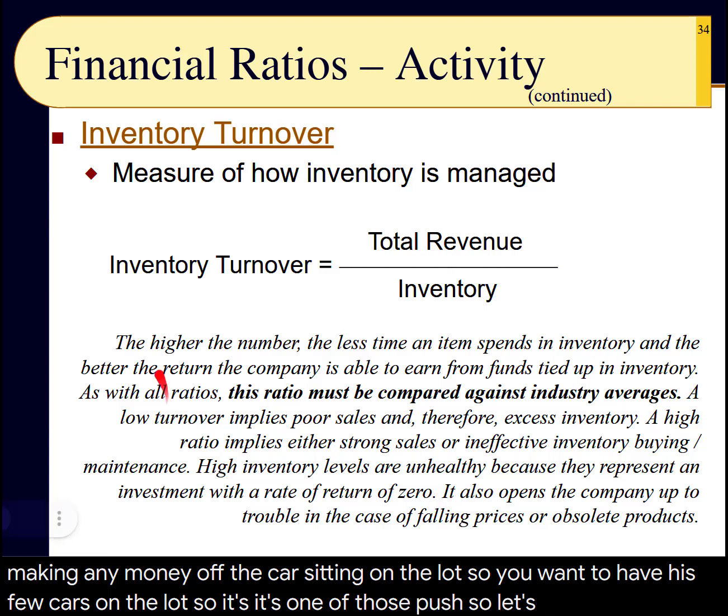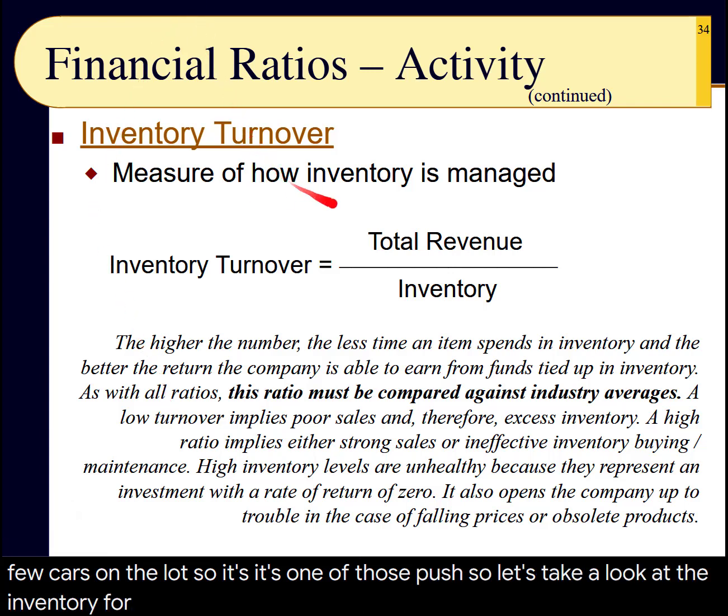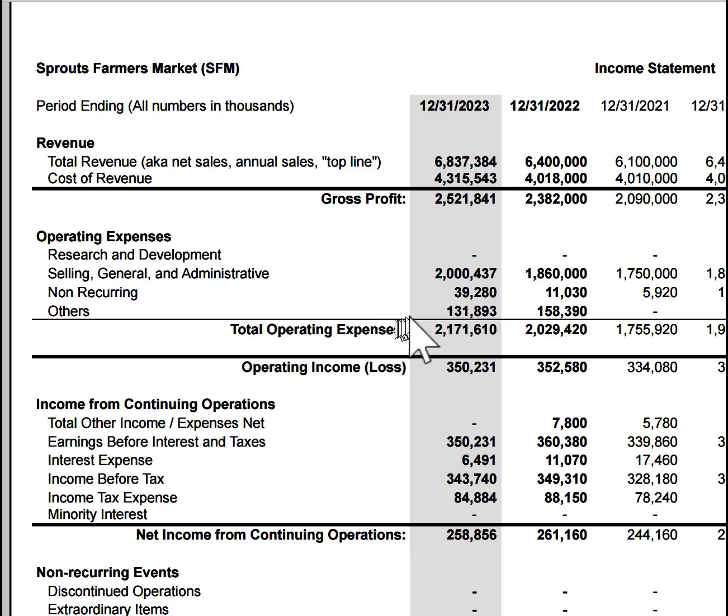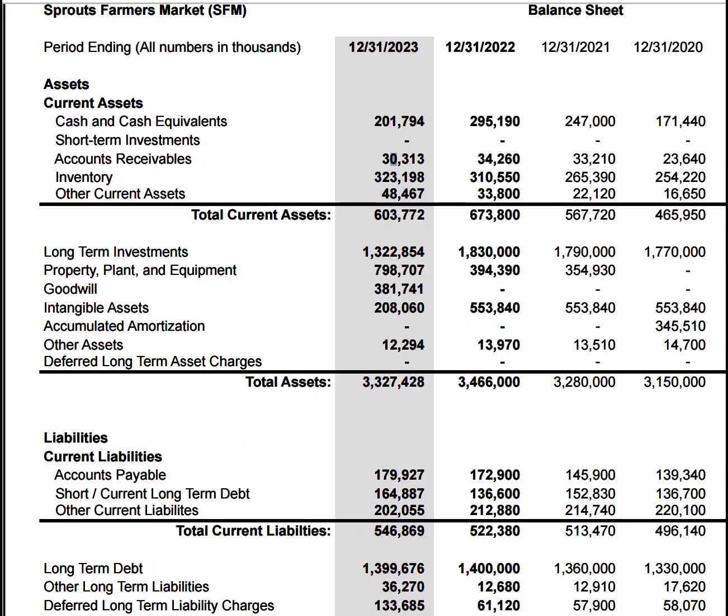So let's take a look at the inventory. Remember that total revenue is about 6.8 billion. How much inventory do we have? About 300 or so million. Where is it? Well, that's the income statement. Come back here. Where's the balance sheet? There's the balance sheet.